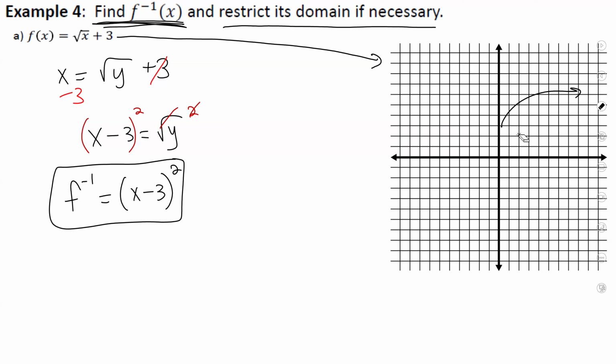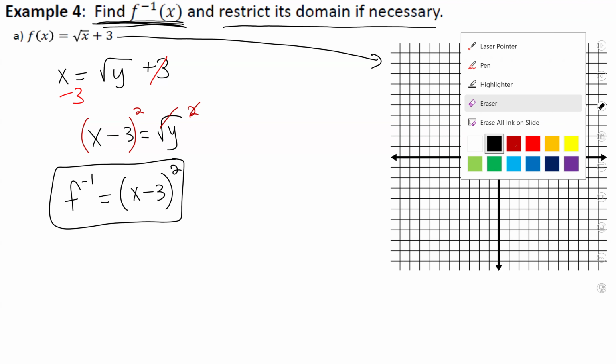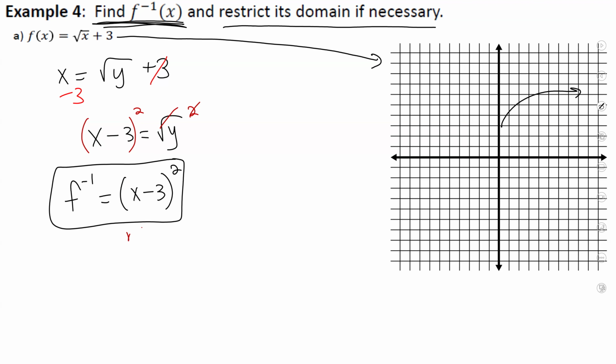Okay, now let's graph this inverse. What is the transformation of the inverse? It went right 3? Okay, perfect. Normally the parent function looks like this, but this went to the right 3, so now it's here.